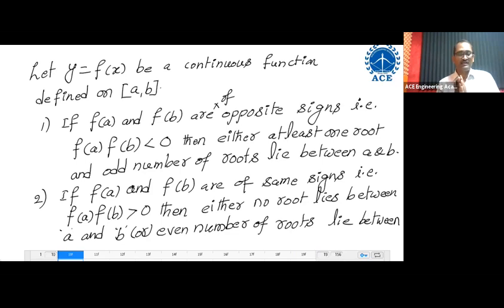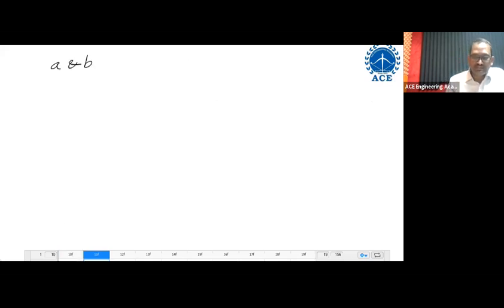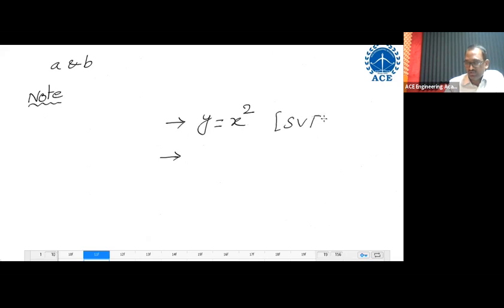But one thing everyone has to remember: this intermediate mean value theorem is valid only for single valued functions. It is not applicable for multi-valued functions. So what is a single valued function? Single valued function means for one x value, there exists one and only one y value. If I take x is equal to 2, y is 4; x is 3, y is 9. For one x, there exists one y value, that is a single valued function.